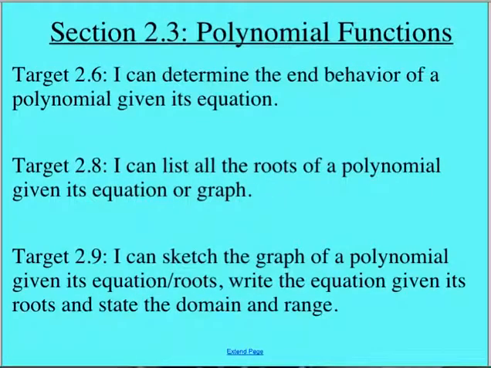And this video covered section 2.3, polynomial functions.